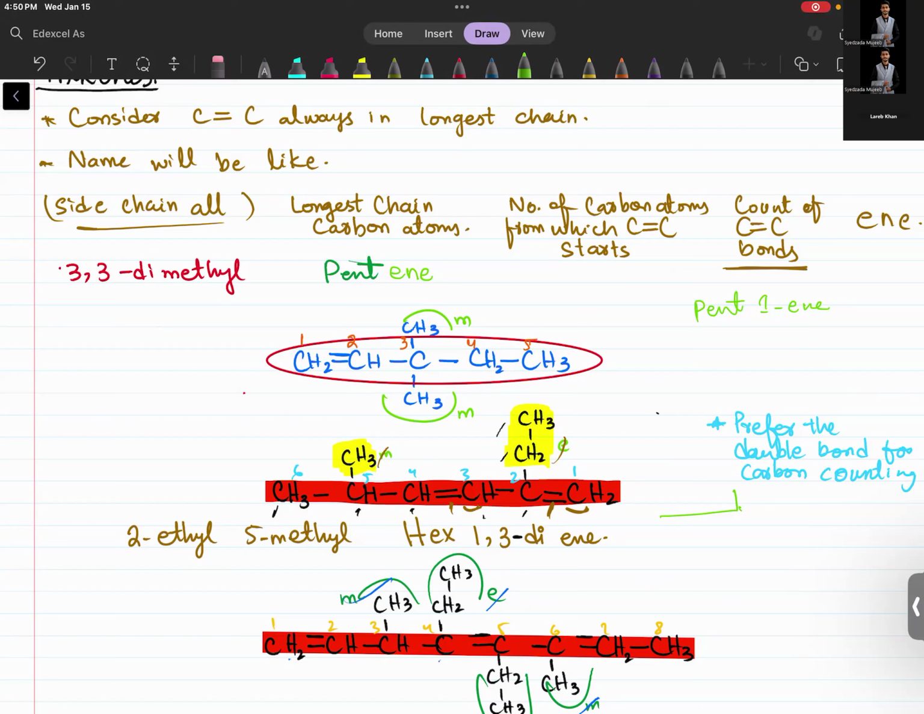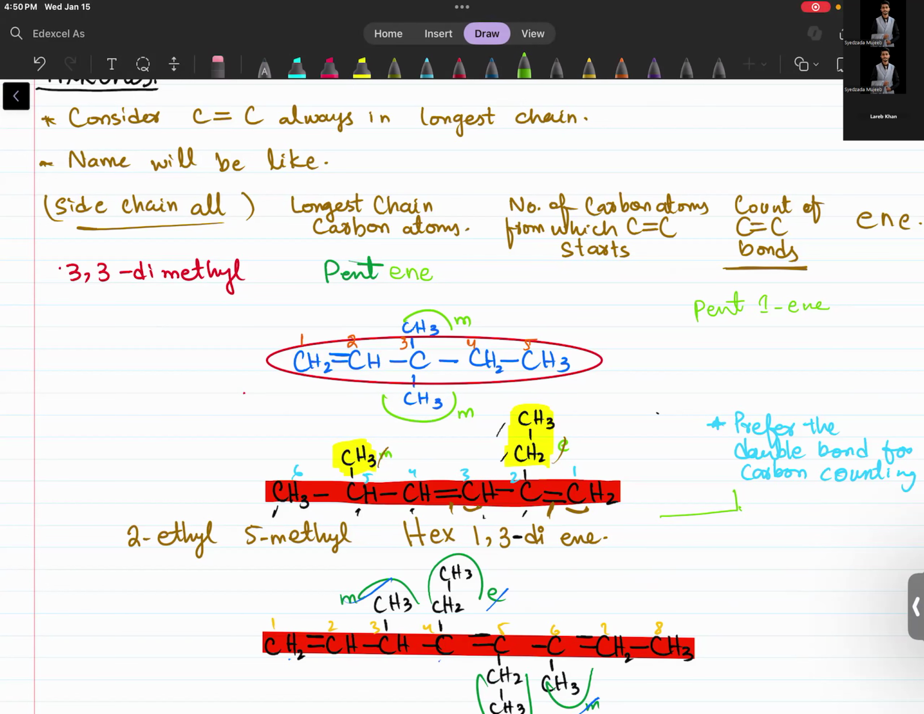So it's like what? The 2-ethyl, 5-methyl hex, from one carbon the double bond starting, and from the third carbon, hex-1,3-diene. Hex means the number of the carbon atoms in the longest chain. 1,3 are the carbon atoms from which the double bond is starting. Di means the two carbon atoms, and ene means the alkene. Whenever you have a carbon-carbon double bond, you have to mention the ene at the end. Okay, sir. Did you get it?